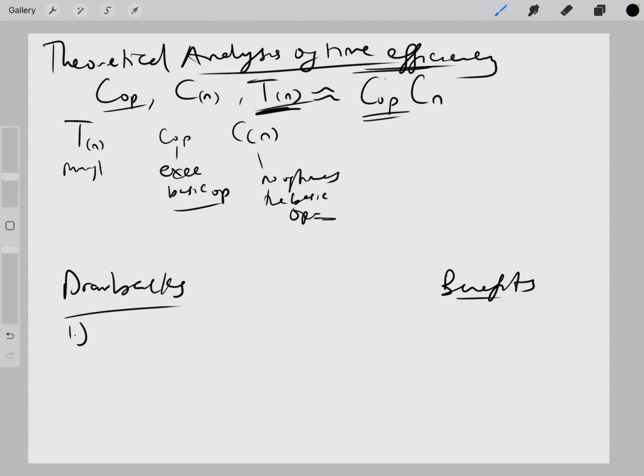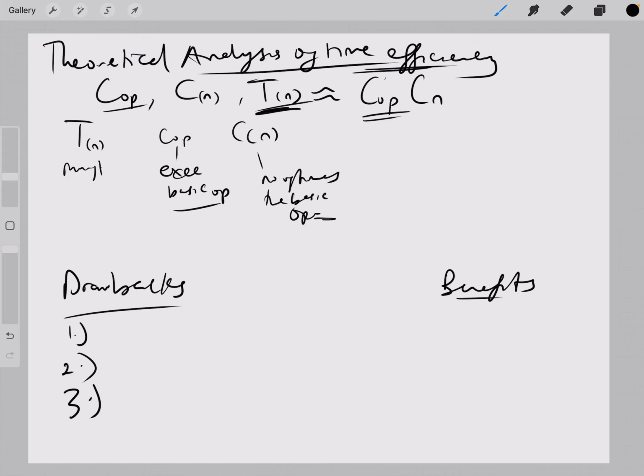Number two, the drawback is that C of op, the execution time of the basic operation, is an approximate. It is an estimate actually. We don't know what it is. We can't say for sure what it is, and we can't exactly defend its reliability. The count as well is also an estimate. All of these are estimates. We don't know exactly how much time the basic operation actually needs to run.